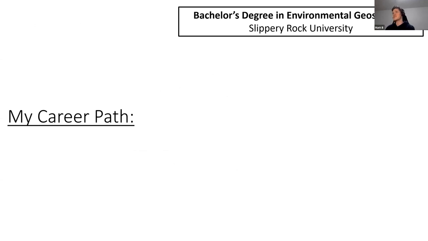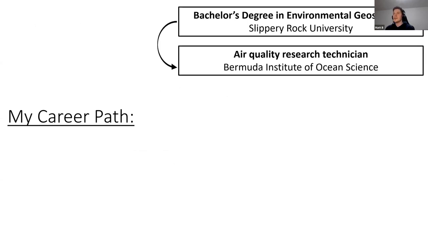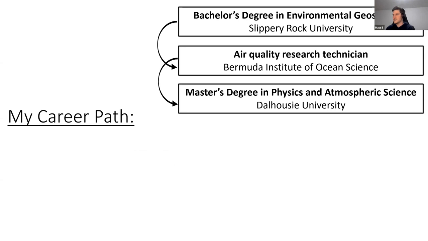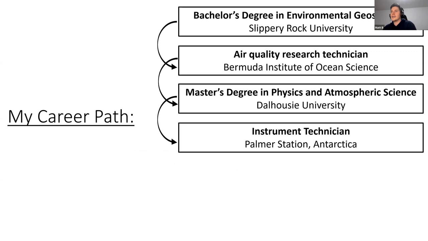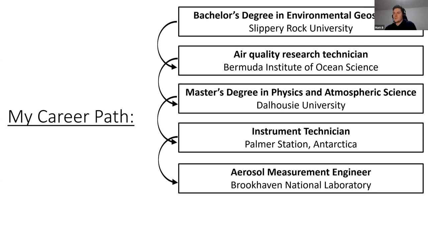So this is the path. I started at Slippery Rock, and I did my bachelor's degree in environmental science, which I imagine most of you are also doing. And then I got a position as an air quality research technician in Bermuda. And then from there, I went on and did my master's at Dalhousie University in Canada in physics and atmospheric science. And then I got a job as an instrument technician in Palmer Station in Antarctica over winter. And then I got a job working at Brookhaven National Laboratory, which is part of the Department of Energy in the US. And I was an aerosol measurement engineer there.